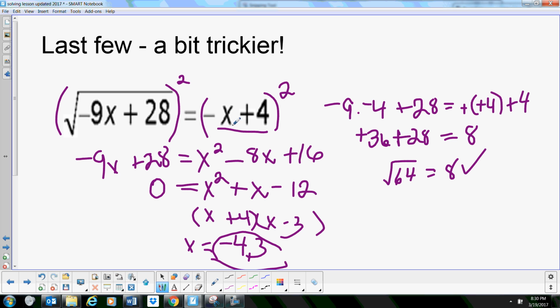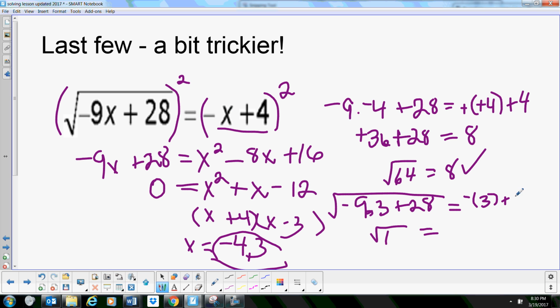Let's see if the positive one works. So negative 9 times 3 plus 28. Okay, we're going to take the square root of all that, and that's negative 27 plus 28. That's the square root of 1. Let's go over here and see if it's equal to negative of 3 plus 4, which is equal to 1.